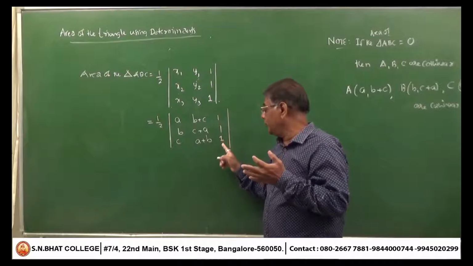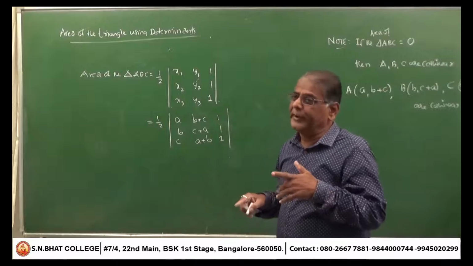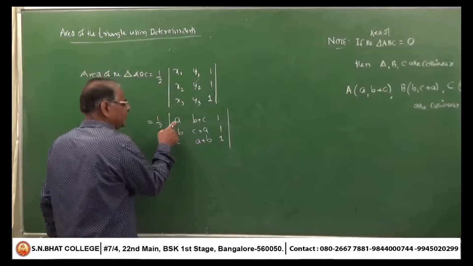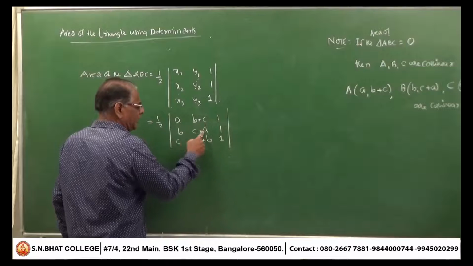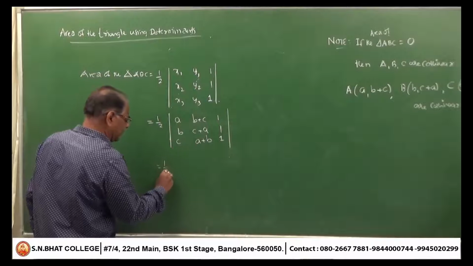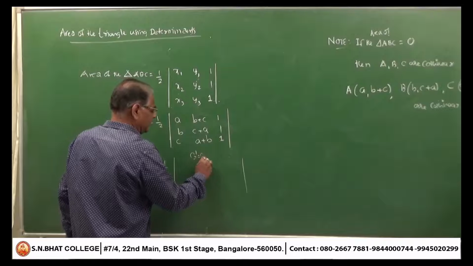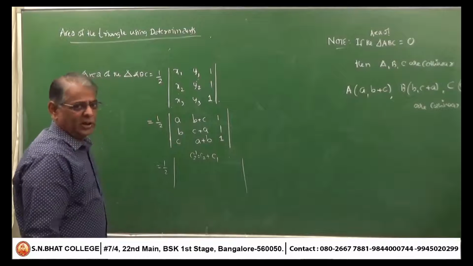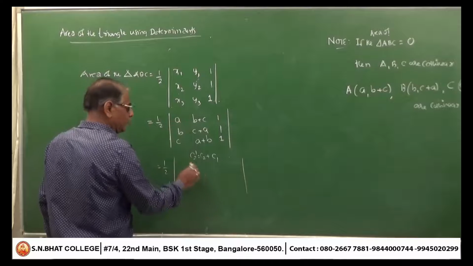Already third column is 1, 1, 1. Try to get one more column as common factor. See here, C1 is A, C2 is B plus C. If I add these two, you will get A plus B plus C common factor. Please write it in C2. C2 dash is C2 plus C1. If you add the three columns, write it in C1.